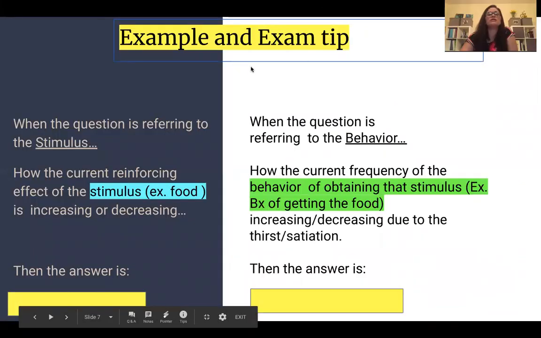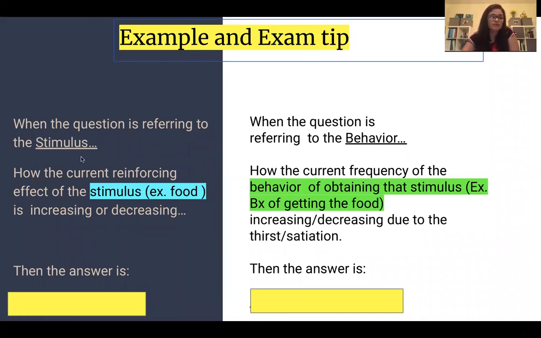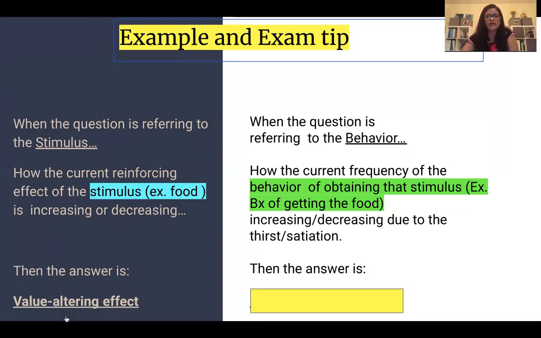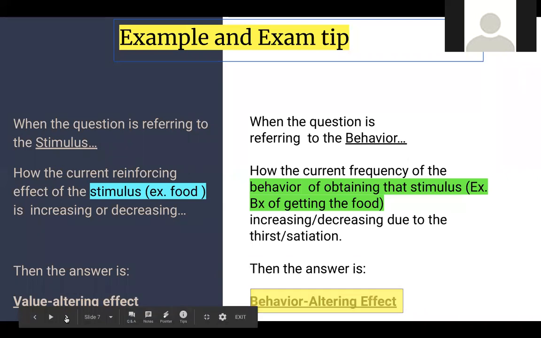Thank you, guys. Okay, so the tip is, when the question is referring to the stimulus, how the current reinforcing effect of the stimulus, for example, food, is increasing or decreasing, what would be the answer? Value altering effect. Yes, you said it. When the question is referring to the behavior, how the current frequency of the behavior of obtaining that stimulus, for example, the behavior of getting the food, increases or decreases due to the thirst or satiation, then the answer is behavior altering effect.